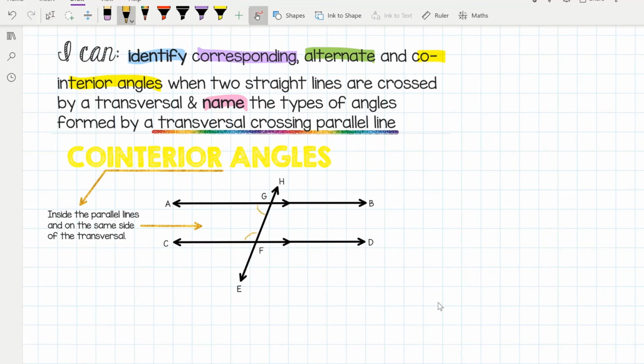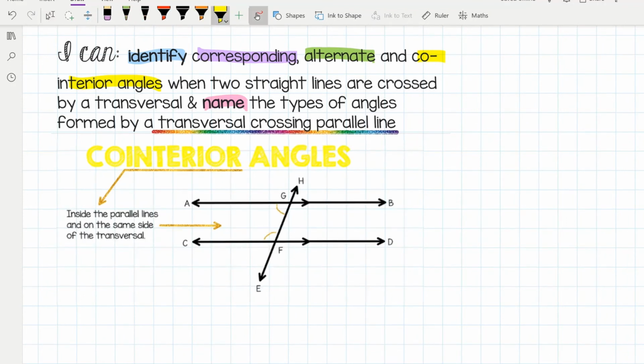Our first angle starts at ray A to the vertex G and down to F to form angle AGF, and our second from ray C to vertex F and up to G to form angle CFG. Now, unlike alternate and corresponding angles, co-interior angles are not equal. Co-interior angles will always add together to equal 180 degrees.